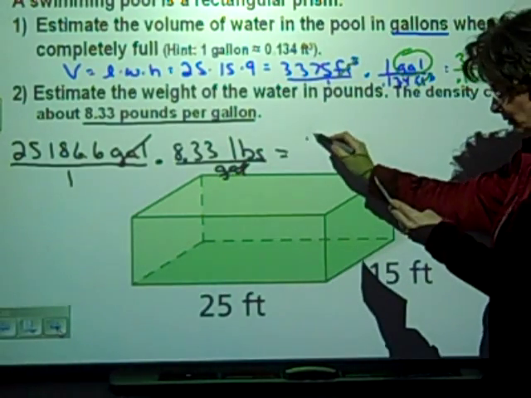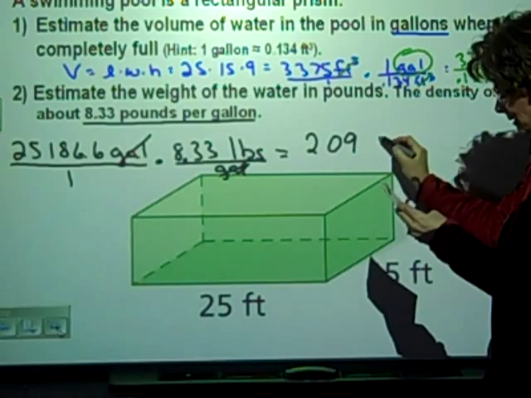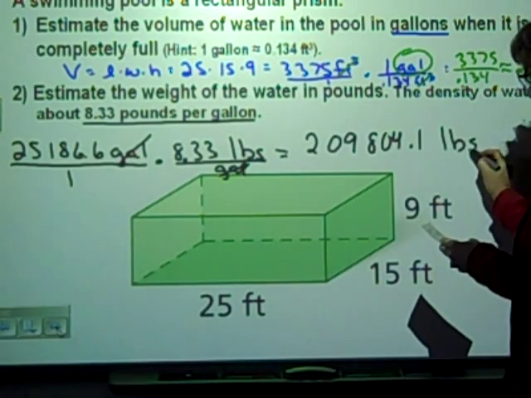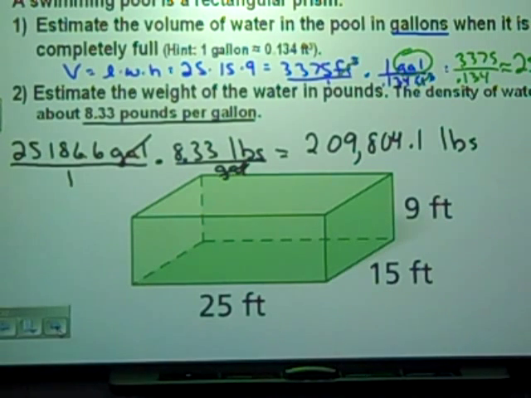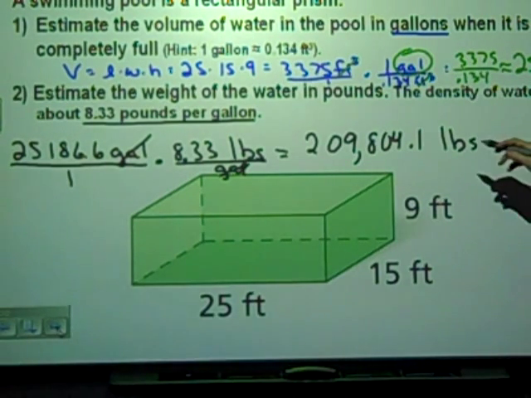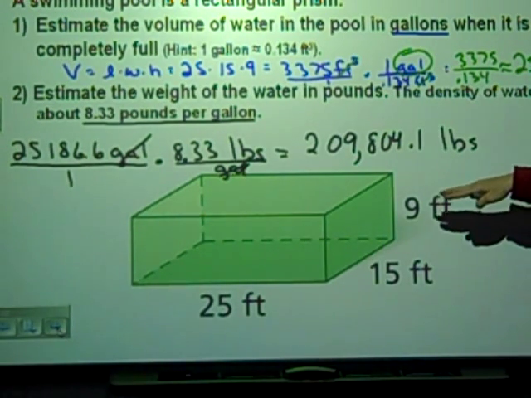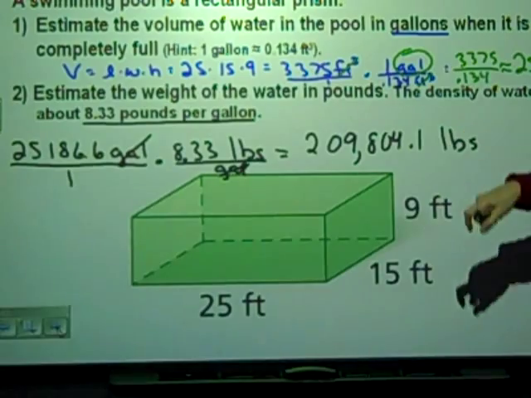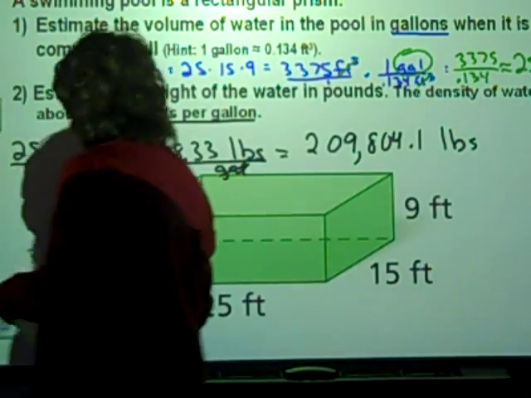You end up with 209,804.1 pounds of water. 209,804 and 1/10 pounds of water. So it's a lot of weight that keeps those sides of the pool in. And if you've got a cement pool, it's a lot of weight pushing against the sides. So those are things we can do with our volume formulas.